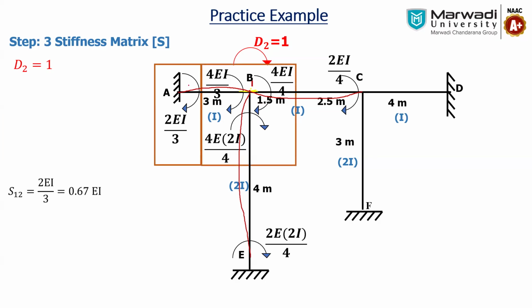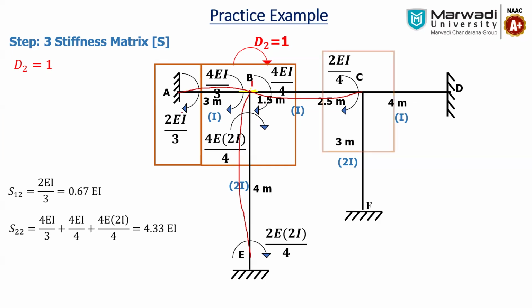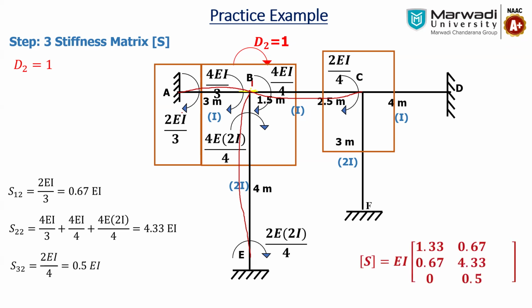There is a moment in BA, BC, and BE. So we have to do the addition of those three moments. So 4EI by 3 plus 4EI by 4 plus 4E 2I by 4. Similarly, the moment at C will be 2EI by 4. So that is the second column of the matrix: 0.67, 4.33, and 0.5.